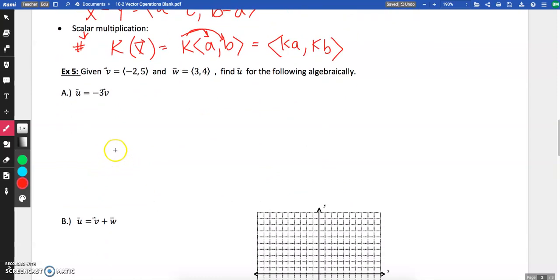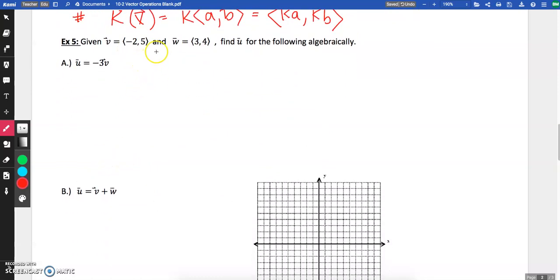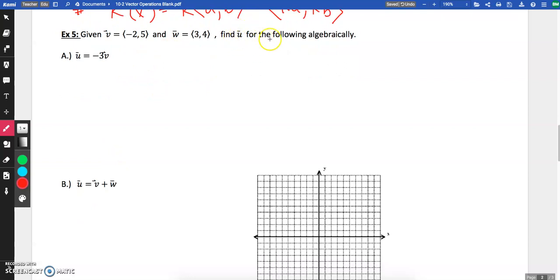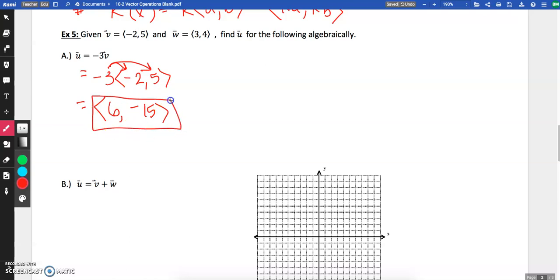So I have some vectors defined up at the top. It says find u for the following algebraically. So finding vector u just means do the operation you see here with vector v or w. Okay, so I'm going to do -3 times vector v, -2, 5. Pretty straightforward. Exactly like you'd expect, we'll distribute. -3 times -2, -3 times 5: +6, -15. And I'm done. Not too complicated there.